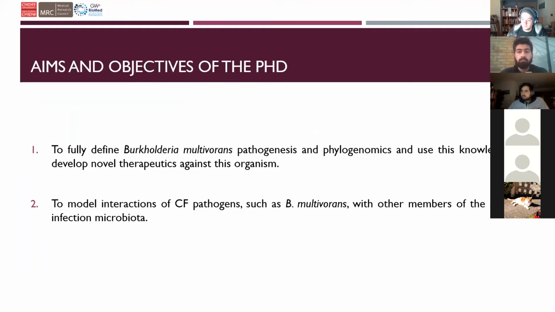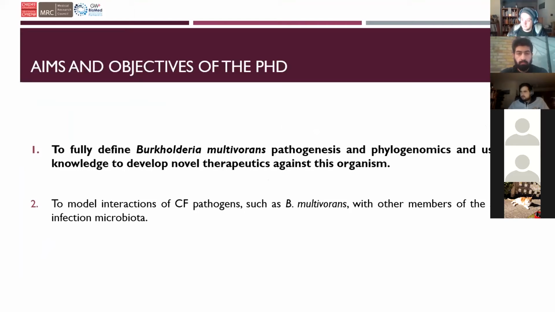So, the aims and objectives of my PhD. Well, I have two really. I have the one I mentioned, which is to model the interactions of different pathogens, but what I'll be mostly focusing on is to look at the pathogenesis and phylogenomics of Burkholderia multivorans, looking at its population biology and trying to develop novel therapeutics against this organism.